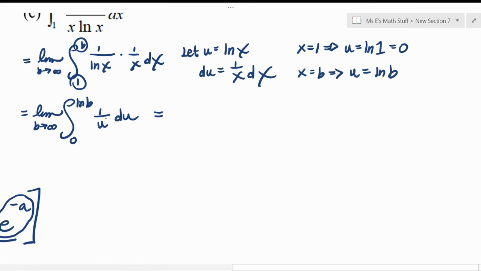Let's see. So now let's do the antiderivative of that. So we'd be left with the limit as b approaches infinity of the natural log of the absolute value of u, also known as the natural log of b, minus natural log of your lower bound, which would be 0.